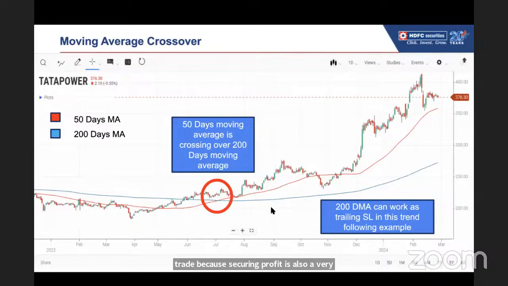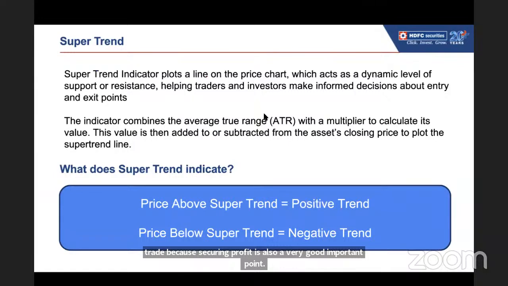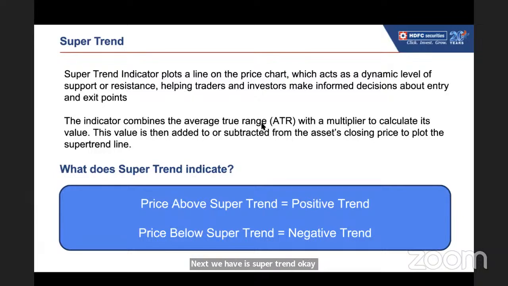Now next we have is super trend. Okay, so I'm not sure how commonly super trend is used, but it gives very good results, especially in the indices. Okay, so what is a super trend? Super trend indicator plots a line on the price chart which acts as a dynamic level of support and resistance. Okay, so the super trend is going to show you best indications for your breakout and breakdown.